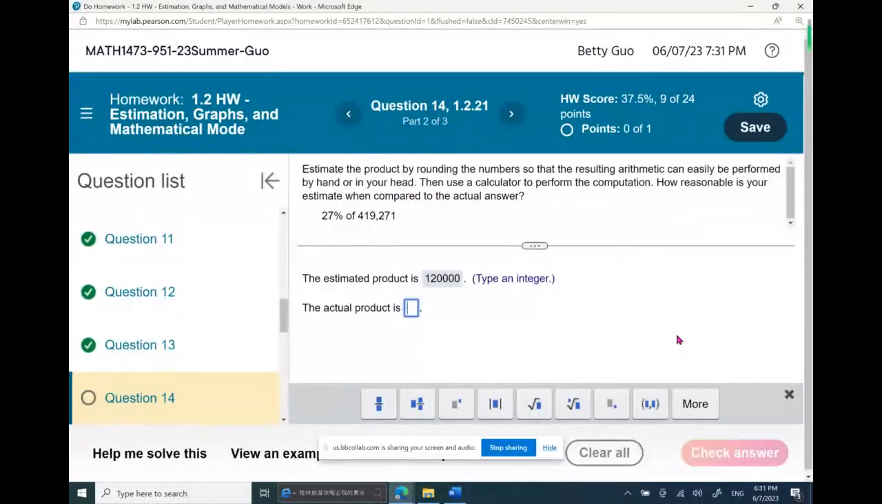Actual product. It tells you product, right? But also it's good to know OF means multiply. So actual product, 0.27 times 419,271. The actual product is 113,203.17. Do you have the same thing?